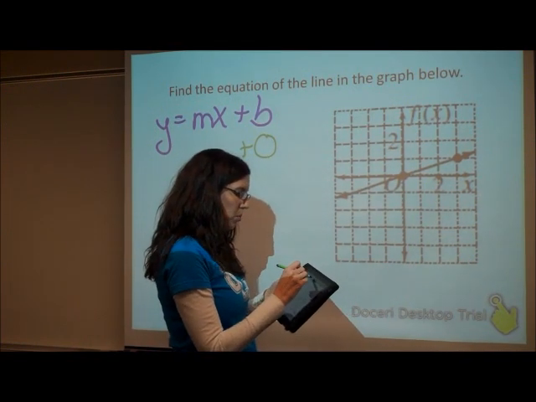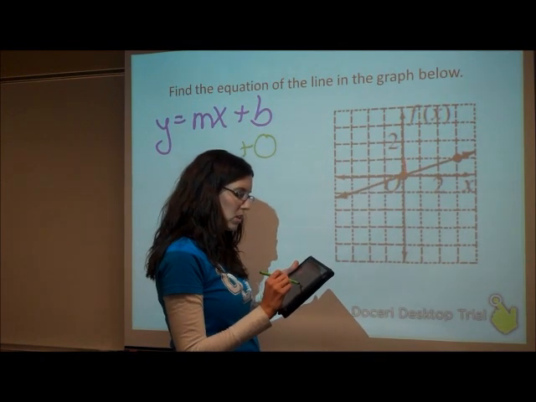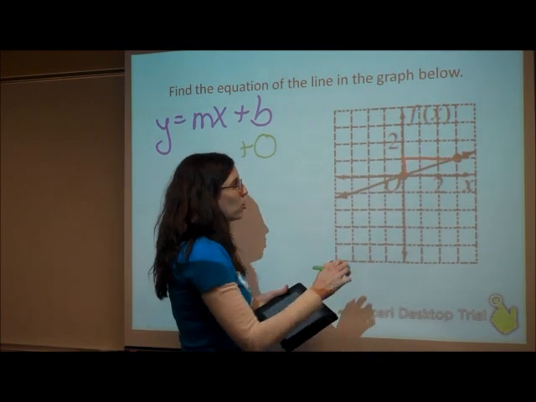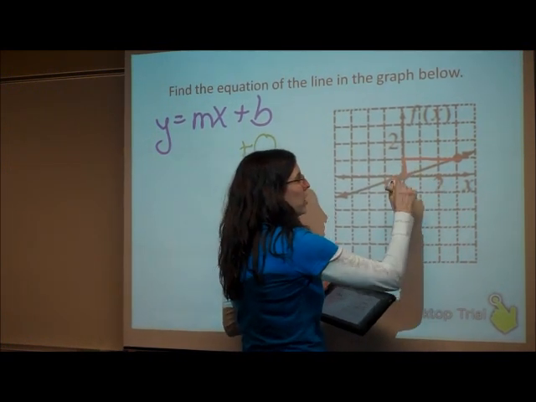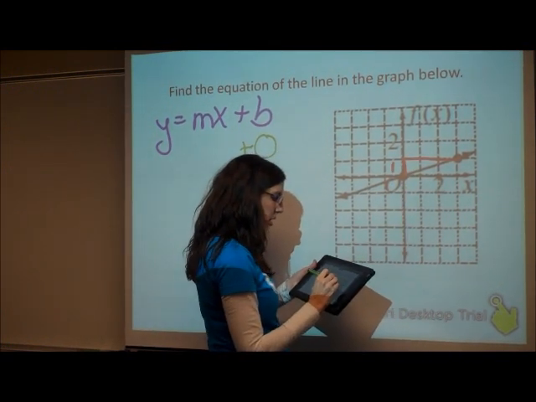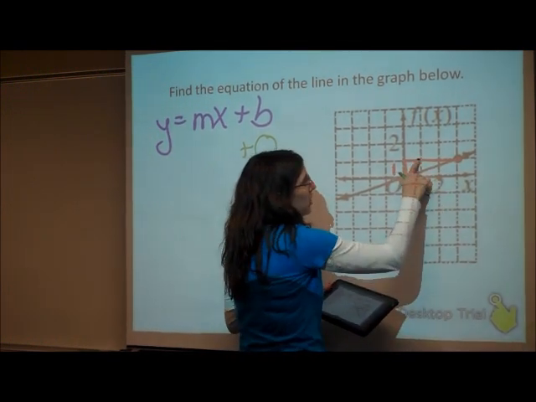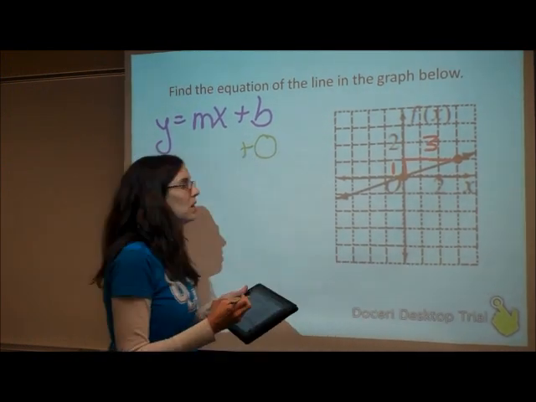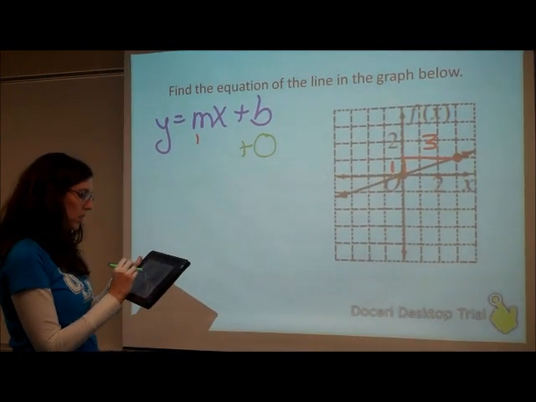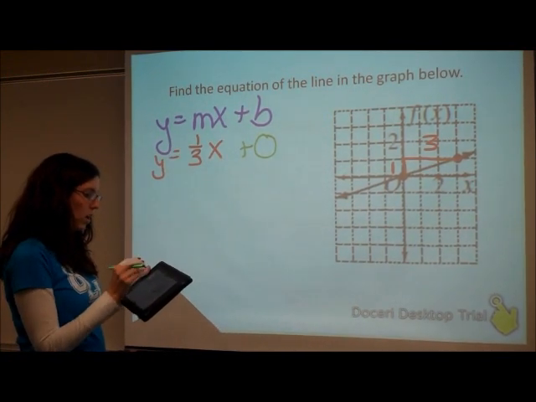Remember, slope, let me do a bright color here. Slope is rise over run. So I need to look, how much do we go up to how much do we run? So we're going up 1, so that's a positive. Then to the right, 1, 2, 3, which to the right is positive. So my slope is going to be 1/3, and then I just fill in my y and x.